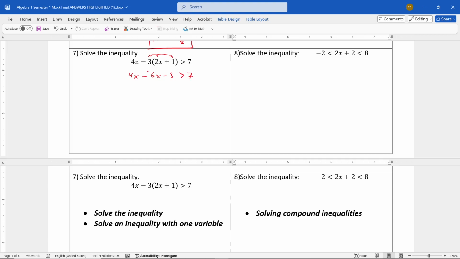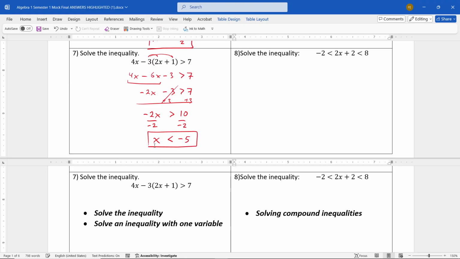All right, now that we distributed, we can do regular solving for x. Let's combine like terms. 4x minus 6x is negative 2x, still minus 3, and still greater than 7. Before dividing, it's easier to add and subtract to both sides. So in that case, we'll add 3 to cancel out the negative 3. We're left with negative 2x is greater than 7 plus 3 is 10. And finally, divide by negative 2. And since we're dividing by a negative, we're going to reverse the symbol. So we've got x is less than negative 5.